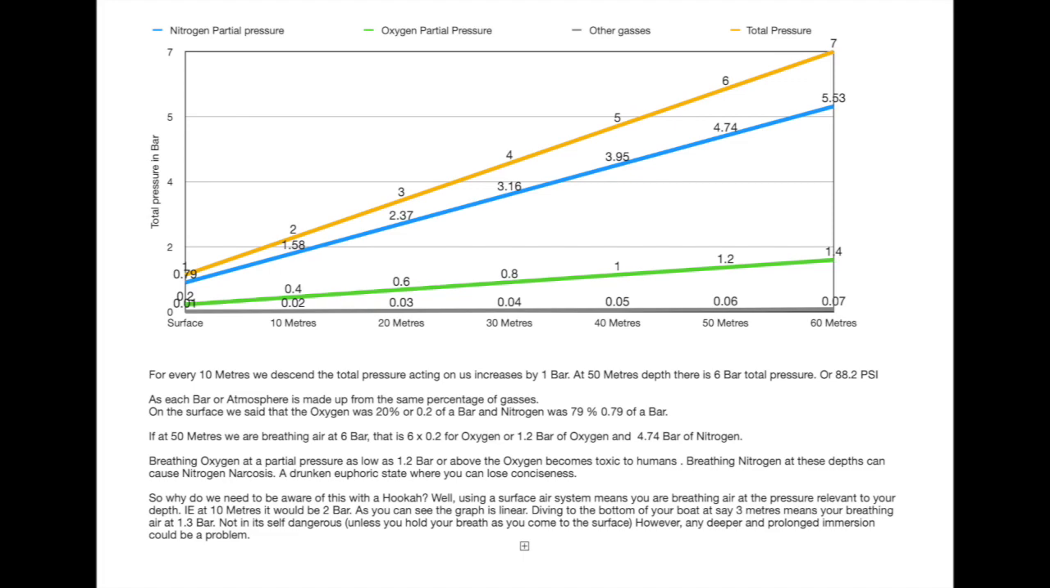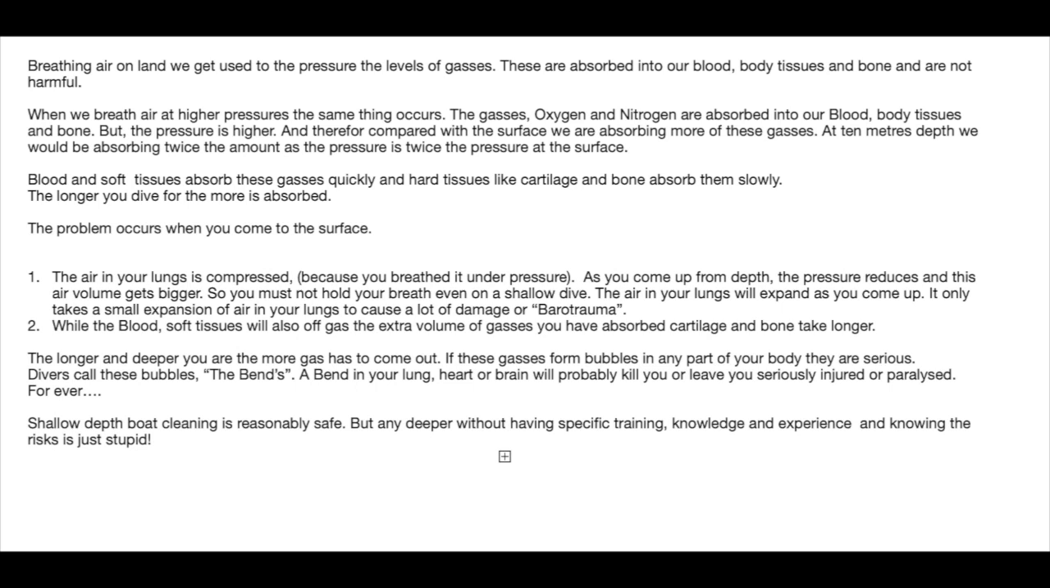This is important. Breathing air on land, we get used to the pressure and the levels of gases. These are absorbed into our blood, body tissues and bone and are not harmful. When we breathe air at pressures, the same thing occurs. These gases, oxygen and nitrogen, are absorbed into our blood, body tissues and bone. But the pressure is higher, and therefore, compared to the surface, we're absorbing these gases at a much higher rate.